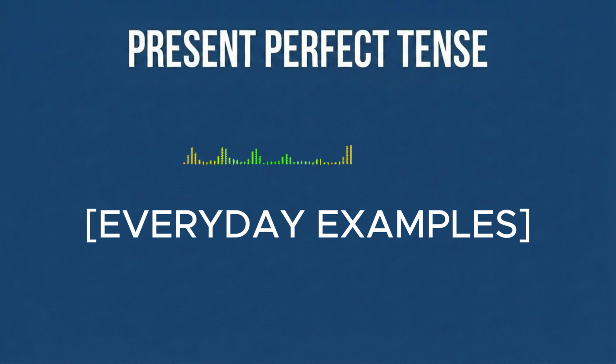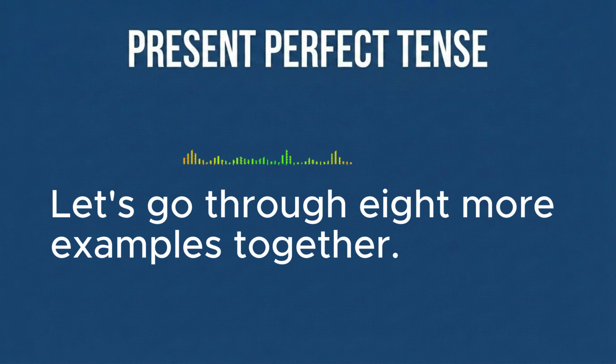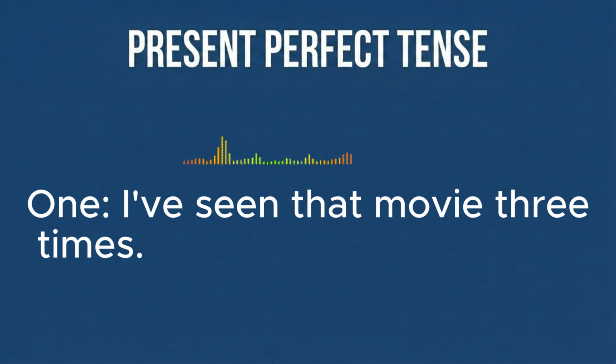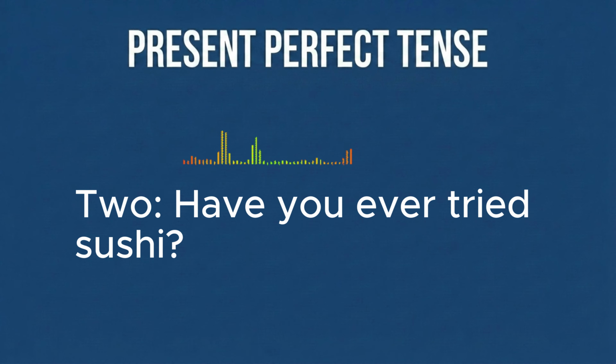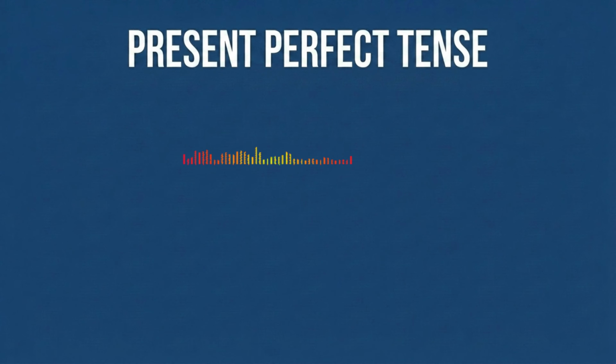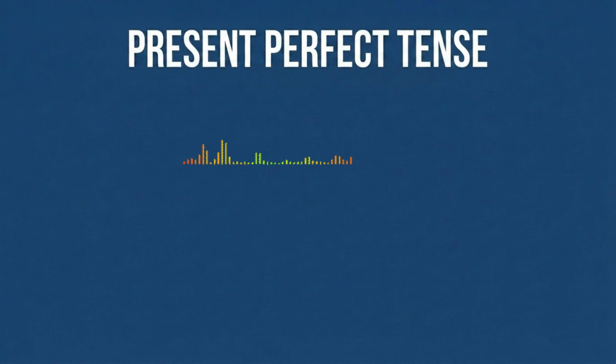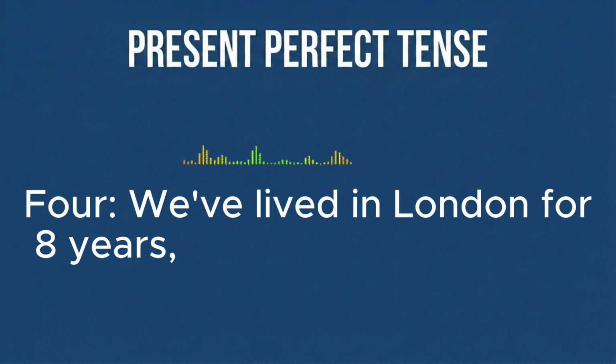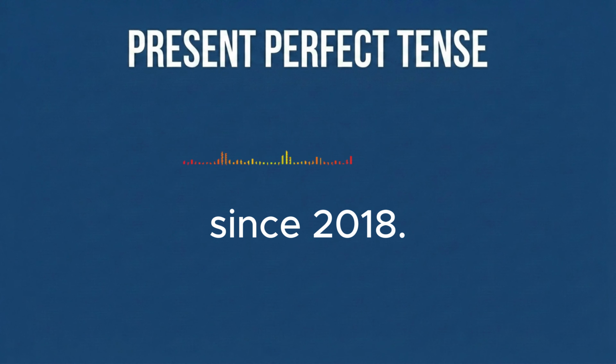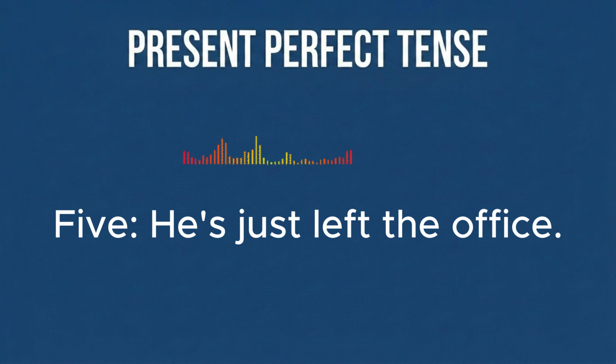Everyday examples. Let's go through 8 more examples together. 1. I've seen that movie 3 times. 2. Have you ever tried sushi? 3. She hasn't finished her project yet. 4. We've lived in London for 8 years, since 2018. 5. He's just left the office.